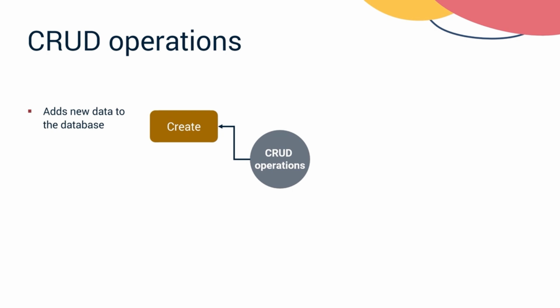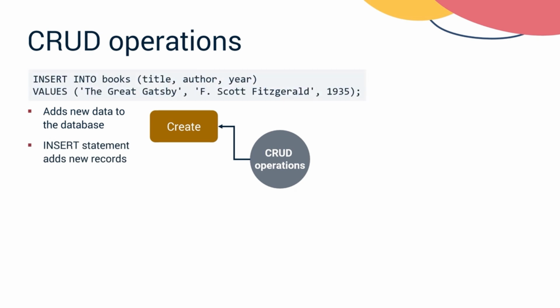Imagine you are building a mobile app for a library. The acronym CRUD represents the 4 basic operations you can perform on data in a database. The create operation involves adding new data to your database. In SQLite, you use the insert statement to add new records. When you receive a new book, you add it to your database with the insert command. The command shown adds a new book with the title The Great Gatsby, written by F. Scott Fitzgerald, published in 1935.